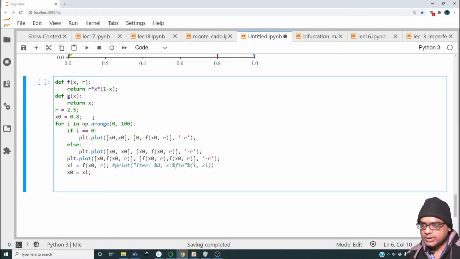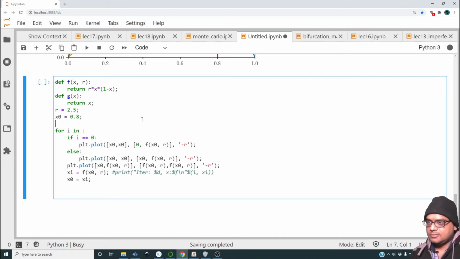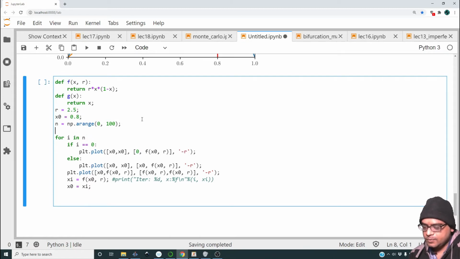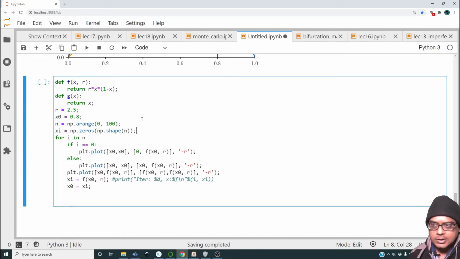So for that we need to create, let us create first the n array. So let this be this. So for i in n, we need to store the value of the iterate. So this will be xi equal to np.zeros, let me initialize it by zeros, np.shape of n. So in case we change n, we already have a soft-coded method of defining what xi will be.